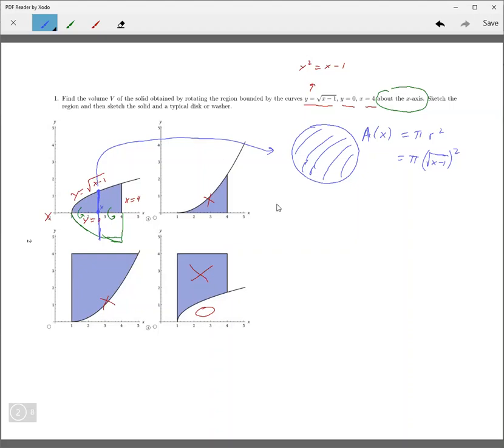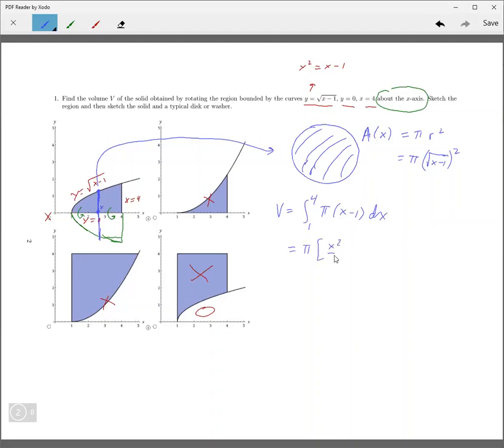And so the volume is going to be the integral. In this case, the x values go from 1 to 4, and that's where we have everything going on, not 0, 1 to 4. And we put, of course, the area in there, which is pi times this squared, which is going to be x minus 1 dx. And now we can go ahead and calculate that integral.